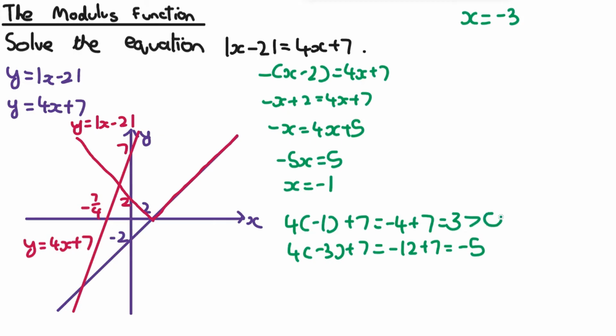3 is bigger than 0, but minus 5 is less than 0. So 3 is fine as a solution because the modulus here can equal 3 because it's positive. But minus 5 is not a valid solution because the modulus cannot equal a negative number. Obviously the modulus is always bigger than 0. So therefore we have one point of intersection because this line doesn't go far enough in order for x equals minus 3 to be a solution.